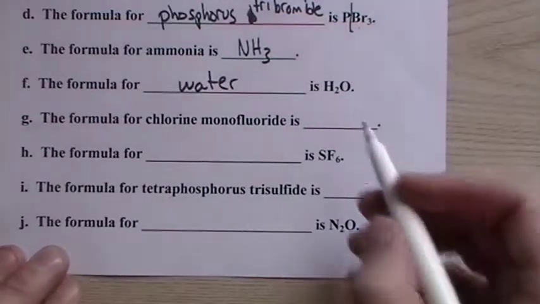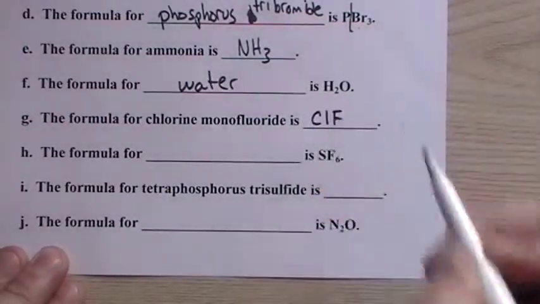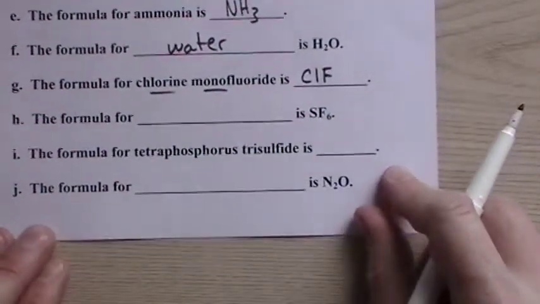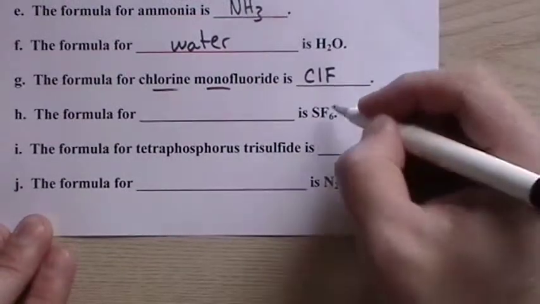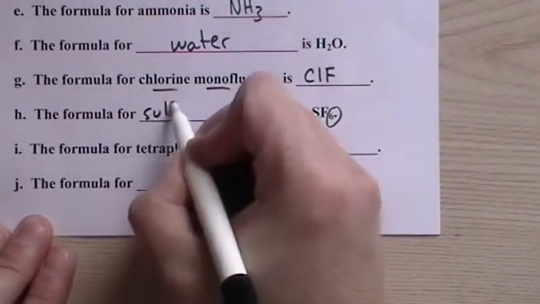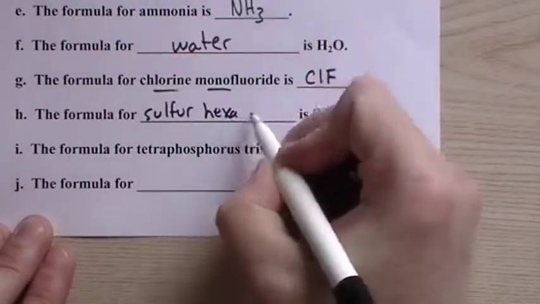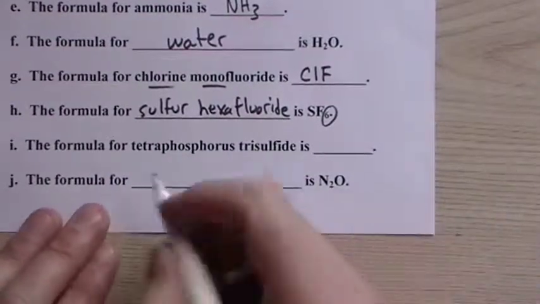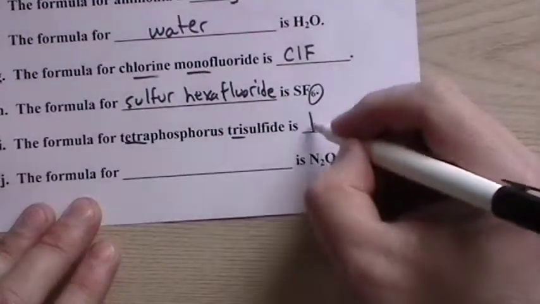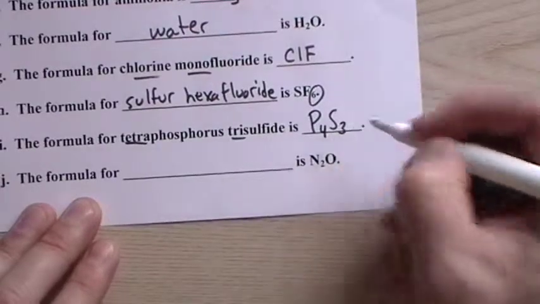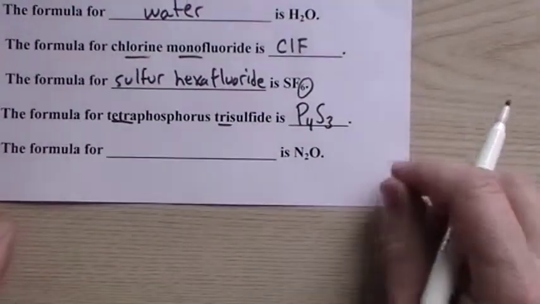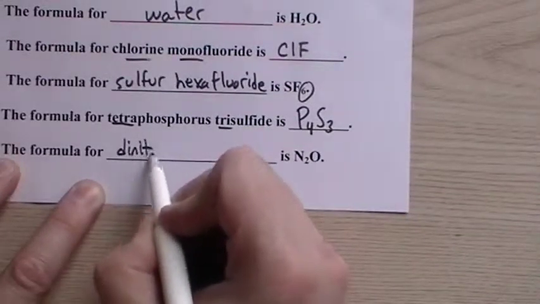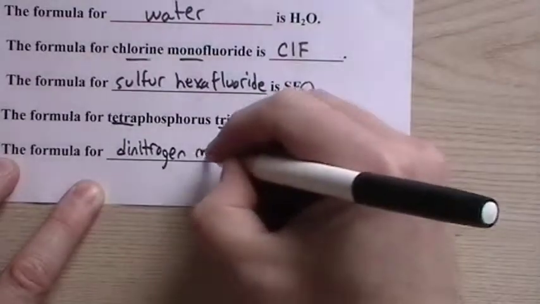The formula for chlorine monofluoride, so ClF. There's one fluorine, one chlorine. Chlorine comes first. The formula for SF6, 6 is hexa, so this is sulfur hexafluoride. Don't forget the U. The formula for tetraphosphorus, that's a 4, trisulfide, so P4S3. And then N2O, so this is dinitrogen monoxide.